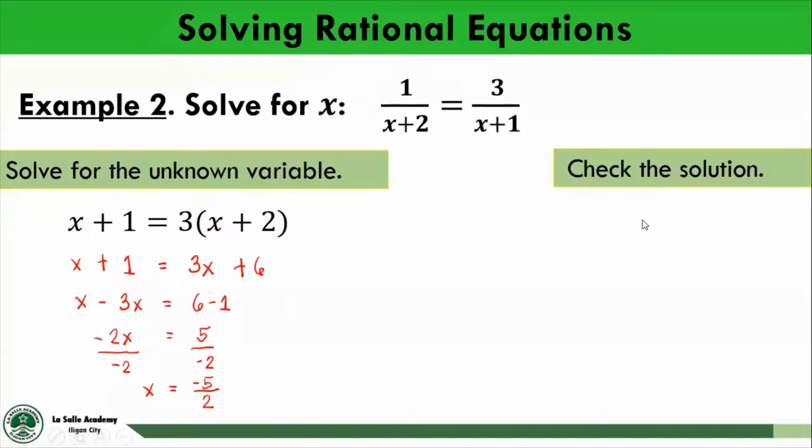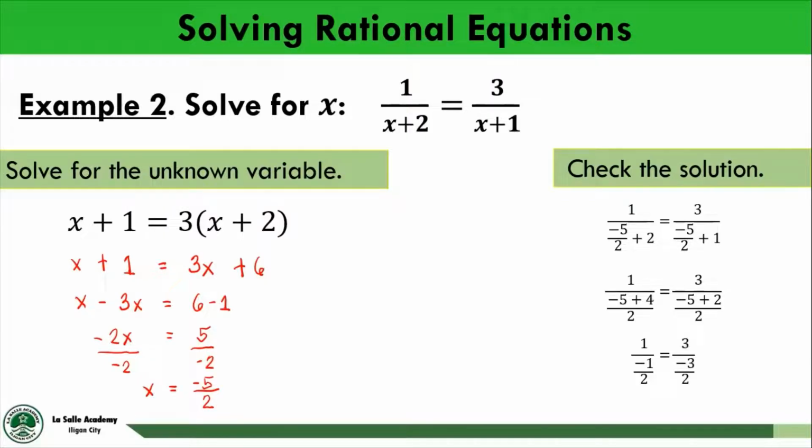So the last procedure in solving a rational equation is to check whether the value of x is a solution to the given rational equation. So here we just have to substitute this negative 5 halves to the given variable x. Then we just have to simplify these fractions, and we have the answer of negative 2 and negative 2. So in this case, it is equal. So we accept the solution, negative 5 halves, to the given rational equation.